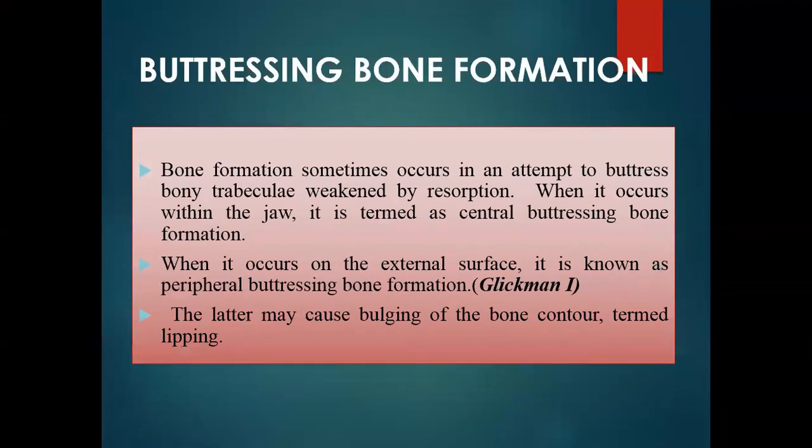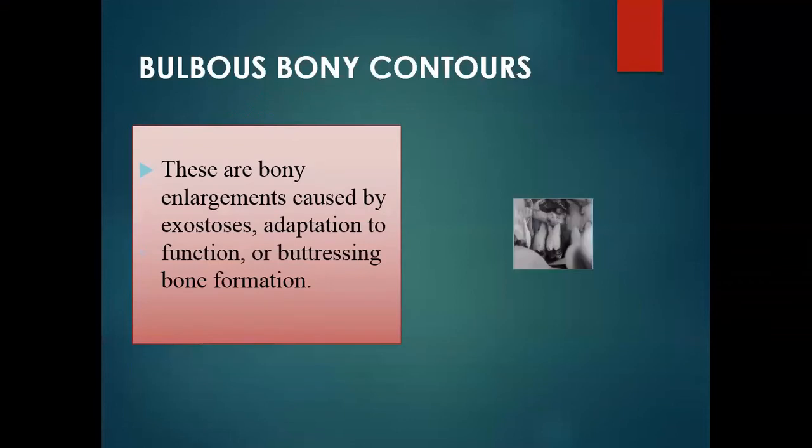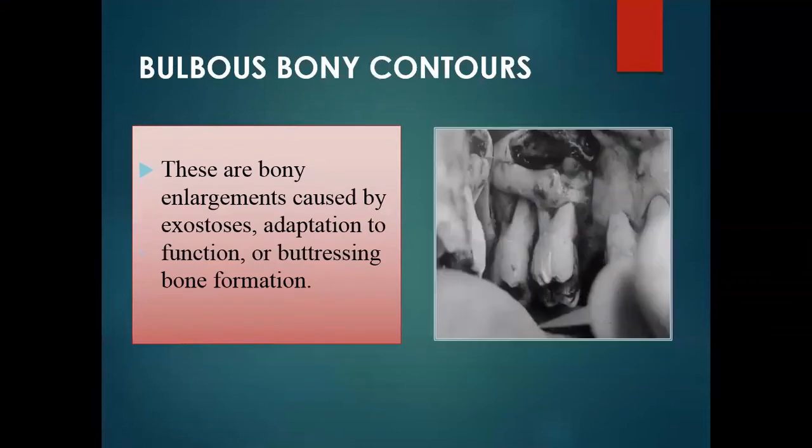Next, buttressing bone formation. Buttressing bone formation sometimes occurs in an attempt to buttress bone weakened by resorption. When it occurs within the jaw, it is called central buttressing bone formation. When on the external surface, it is known as peripheral. So when there is a resorption, new bone gets formed, but the new bone will not be strong enough. It will have a sudden bulging of bone contour. That type of bone is called buttressing bone formation. This causes a bulbous contour.